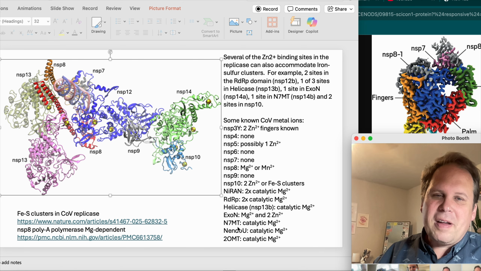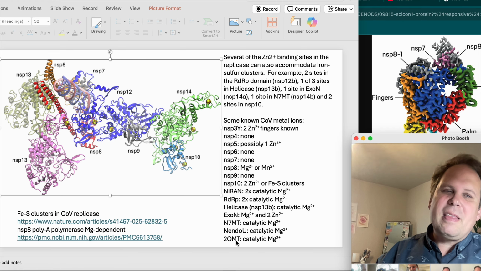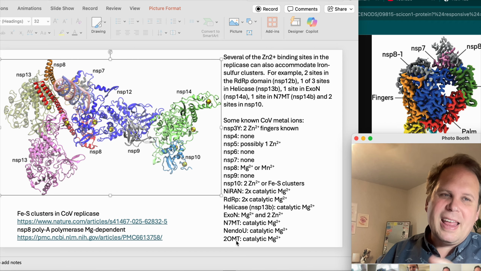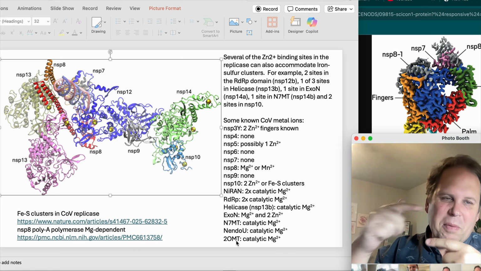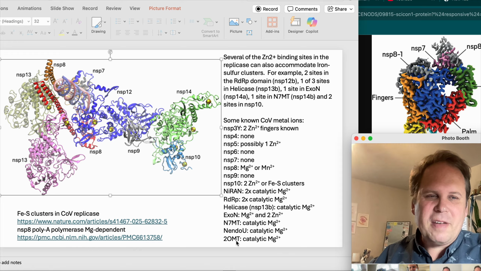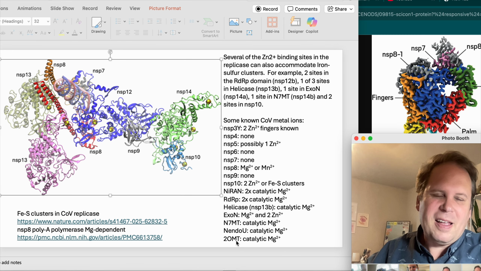They're very similar enzymes, the N7 and 2'-O-methyltransferase. They're just methylating at a different position on the RNA, and it's a kind of a similar mechanism, which is why we think they probably work the same and have the same cofactors. That would make the most sense. Not guaranteed, though.